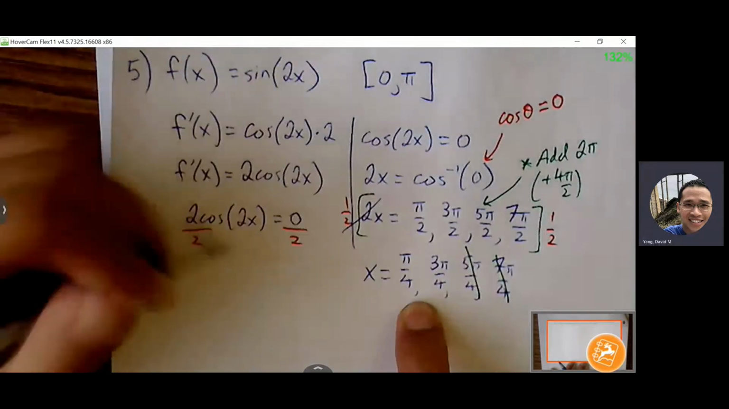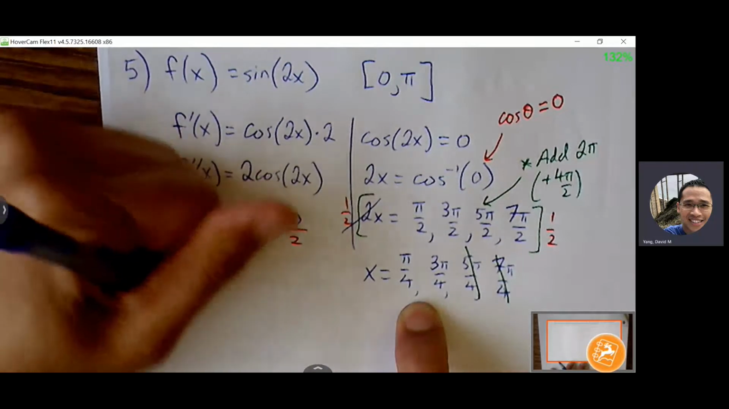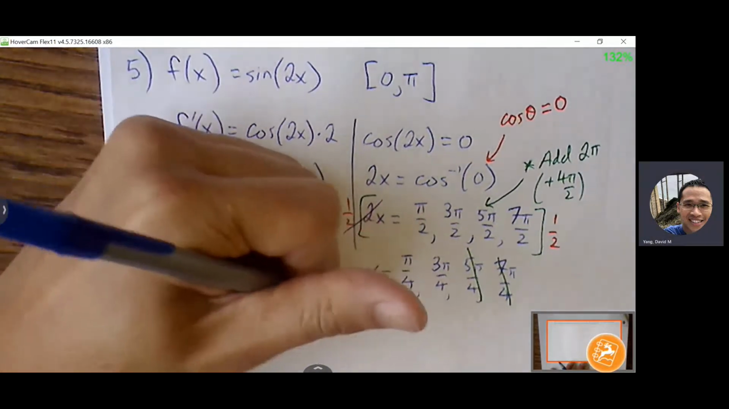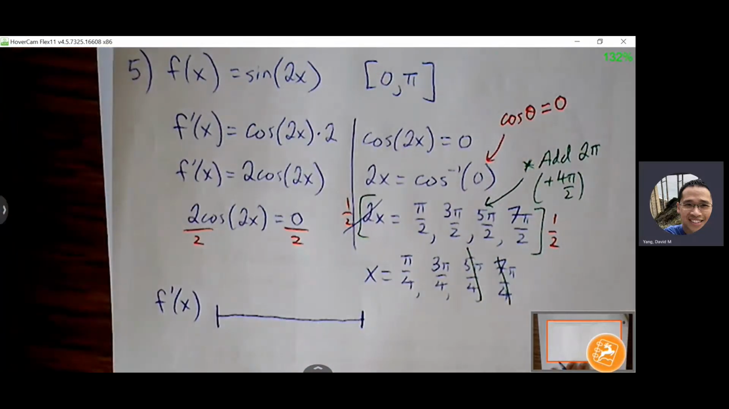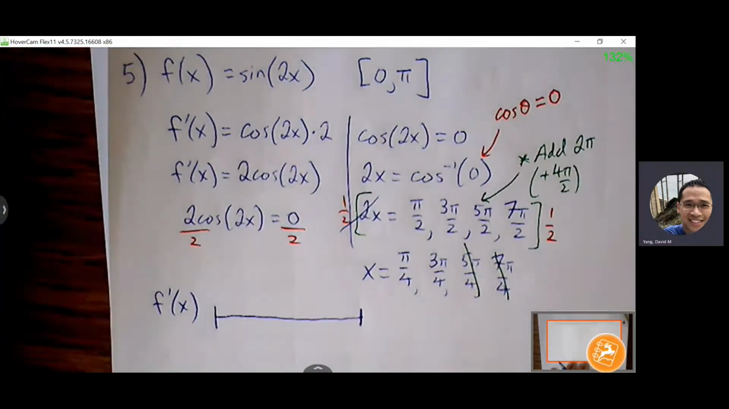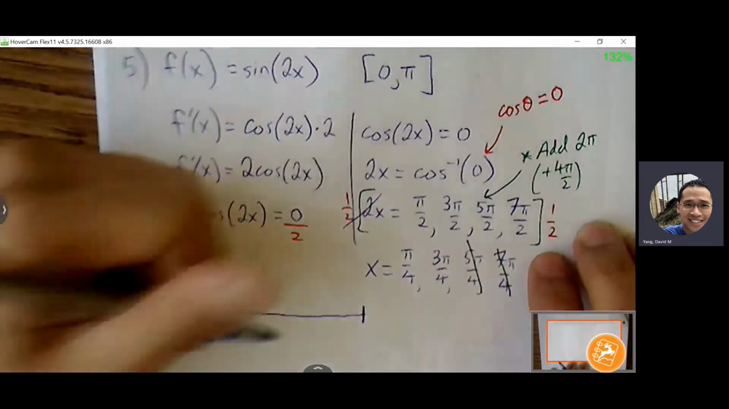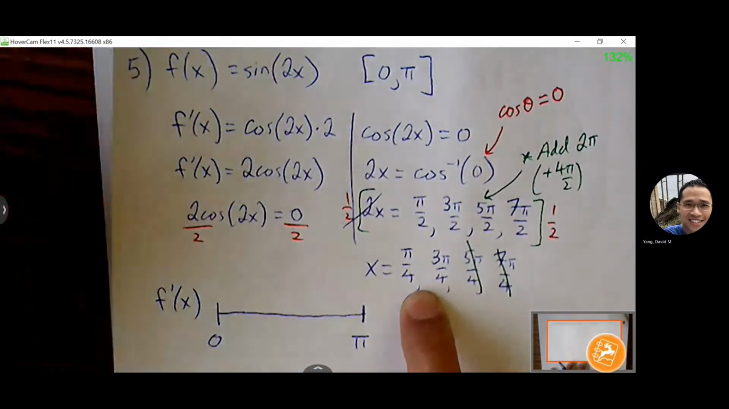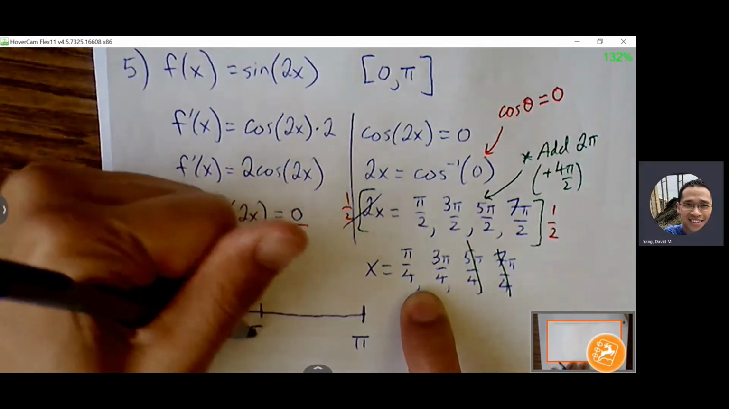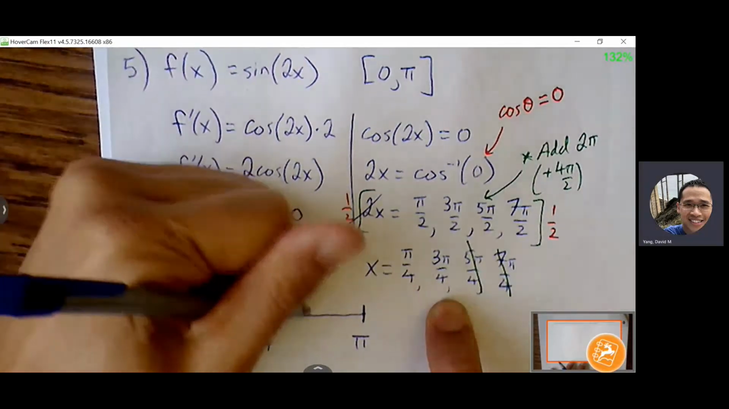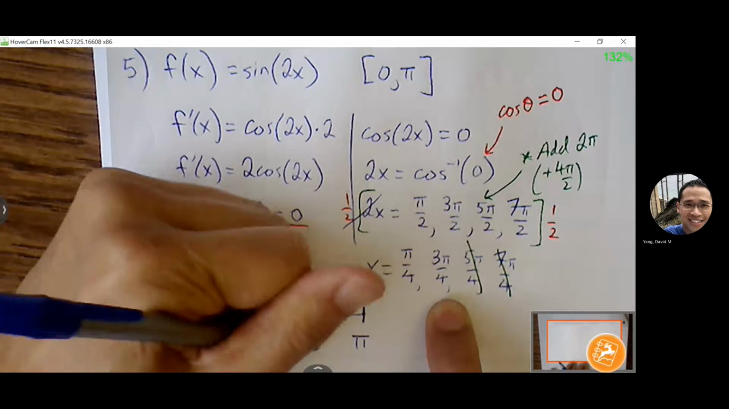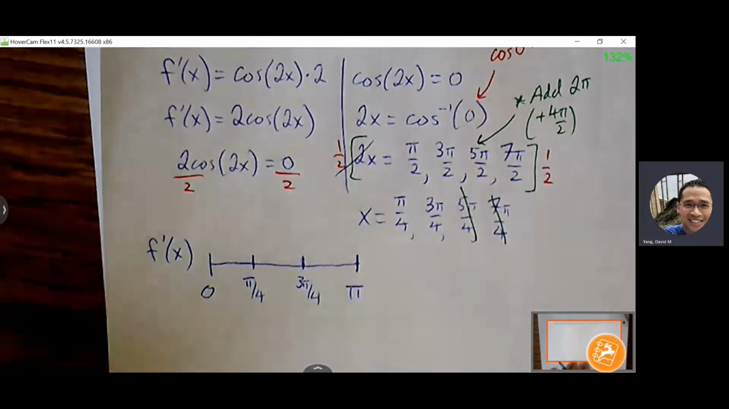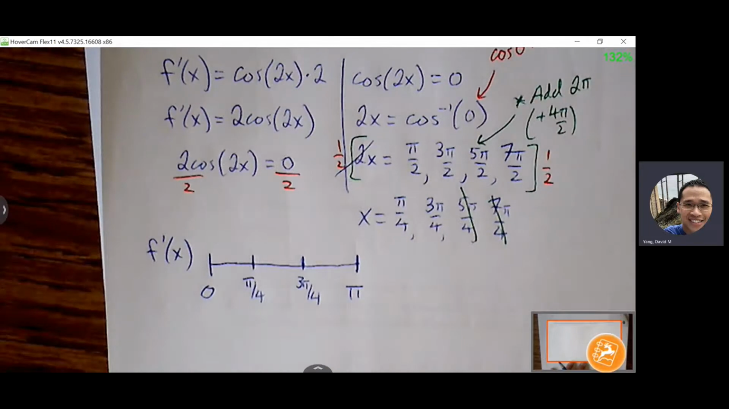Now I'm going to place them onto the derivative sine line, so I can gather information about slope and subintervals and intervals of increase, decrease, as well as relative max, relative min. So we start off at 0, we end at pi. Critical points, pi over 4 and 3 pi over 4. Okay, we're going to test values against the first derivative function.